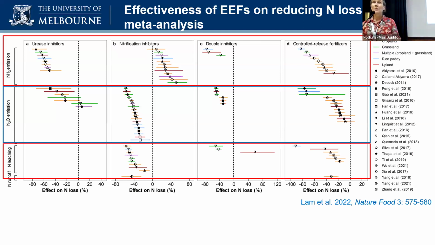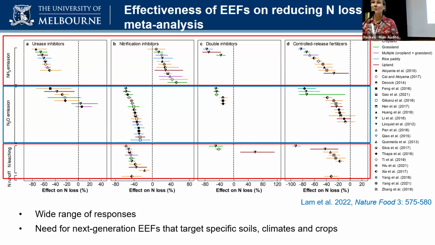The other thing I wanted to point out from this graph is that there's a great variation. I know a lot of people who've been coming to these conferences have been looking at these products, and there's so much variation in how well they work. This is due to differences in soil, differences in climate, differences in cropping systems. So we're interested in what we're calling a next generation of enhanced efficiency fertilizers that will target some of these issues of variability in responses.